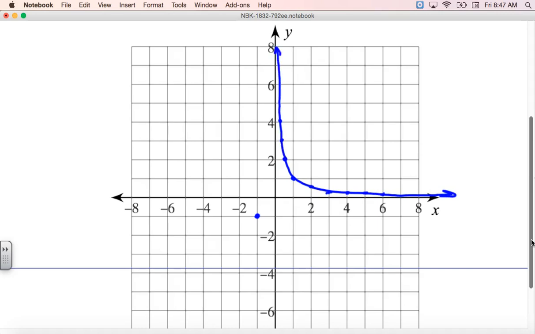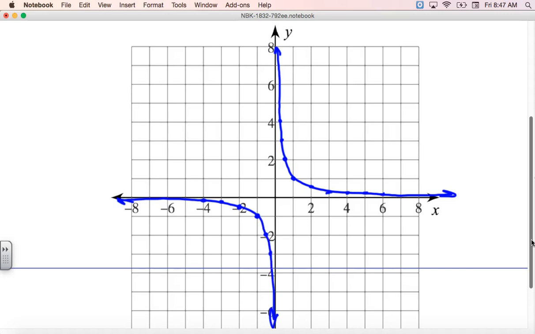Okay, now on the negatives, plug in -1, we got -1. You plug in -2, you get -1/2. Plug in -3, you get -1/3. -4, you get -1/4. So the same thing is going to happen over here on the negative side. And then also if you plug in -1/2, you get -2, -1/3, you get -3. And so you can see that that's going to do the same thing right here.